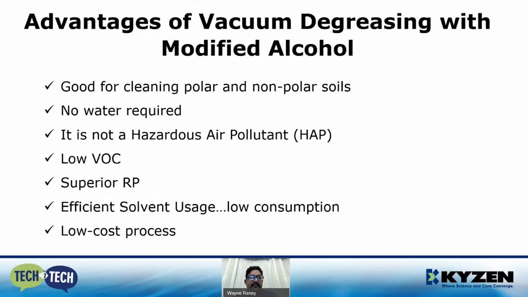Some other advantages of a vacuum system with modified alcohol is that it has the ability to clean polar as well as non-polar soils. It doesn't use water, it's not a HAP, VOC is low, and it also uses very little solvent, thus the process cost is low.